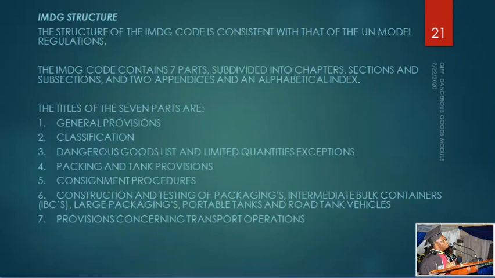The titles of the 7 parts are General Provisions, Classification, Dangerous Goods List, and Limited Quantities Exceptions. Limited quantity exceptions are those that are insignificant and sometimes not recognized. They don't take cognizance of them. They are taken in limited quantities. I mean dangerous goods. What is the list of those items? That's what you find there.